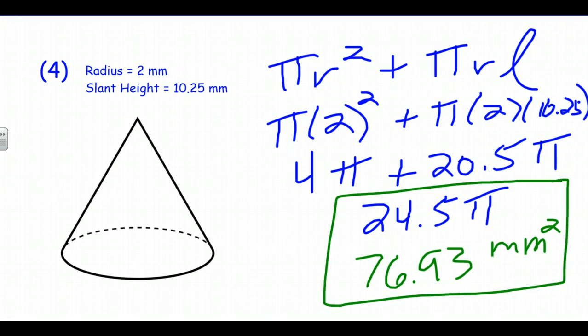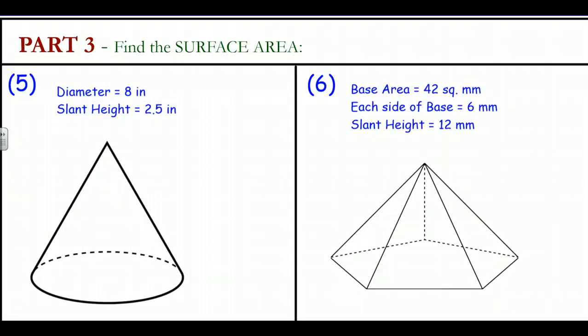And finally, the last set, we have a cone with a diameter of 8 inches and a slant height of 2.5 inches, and a pyramid on the right side that we're going to find the surface area for. Go ahead and pause the video, find the surface areas, and unpause when you are ready to move on.